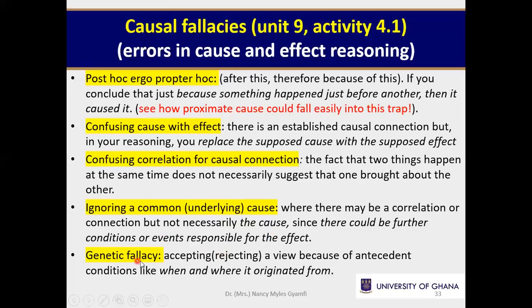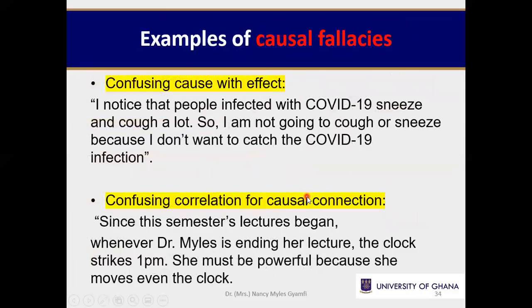And then there is also the genetic fallacy, the genesis of it. You accept or reject a view, which is also a causal fallacy, because of who caused it, where it came from, its antecedent. You see it again when we're doing formal fallacy. These are cause and effect reasoning and fallacies associated with them. I gave you the outline.